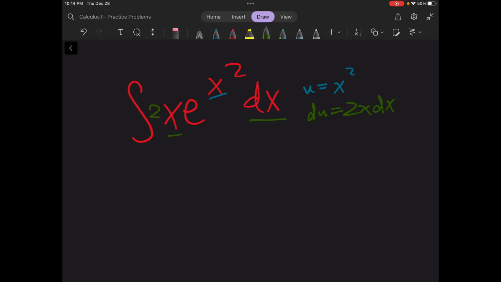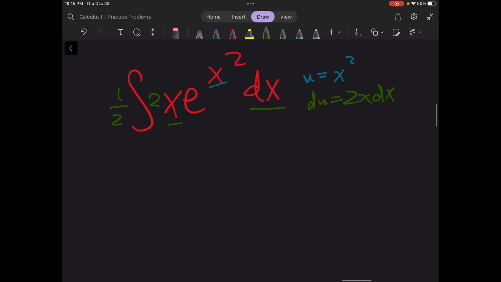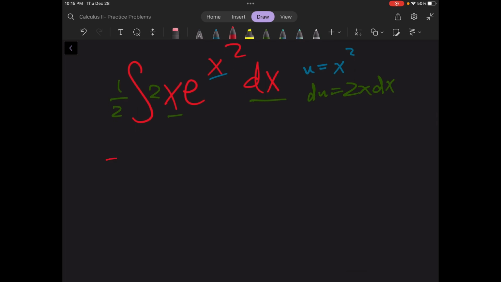All we need is a 2. So we're going to account for that with a 1/2 out front. So now we have our du and we have our u. So this is just 1/2 times the integral of e to the u du. The best part about this integral, or this is the best integral, because the derivative of e to the u is e to the u, which means the integral of e to the u is e to the u. Super easy. Of course, the last step is to plug back in your function of u, and don't forget the constant.